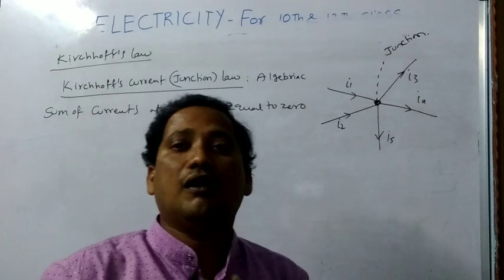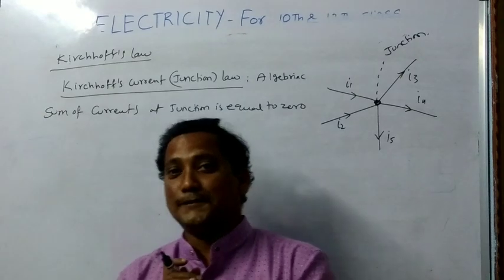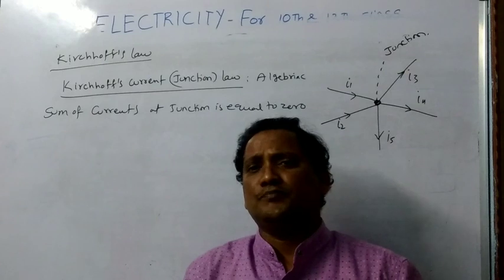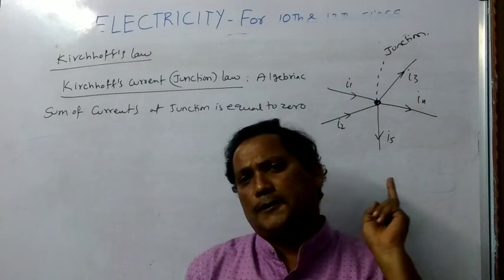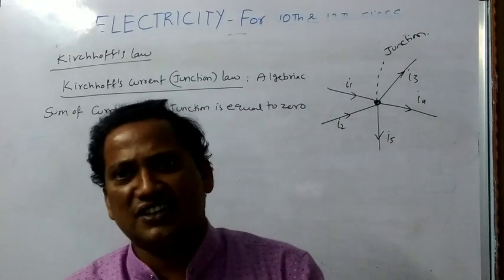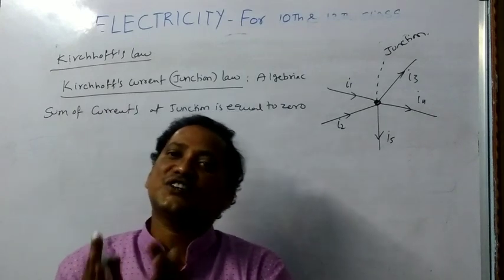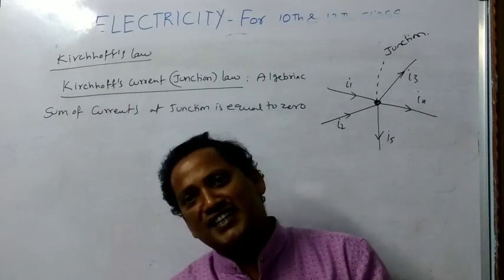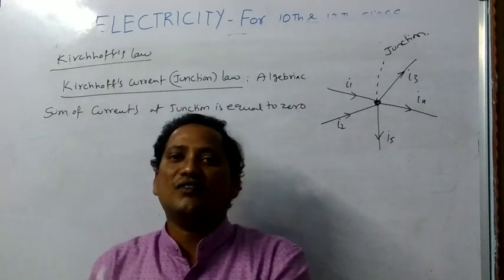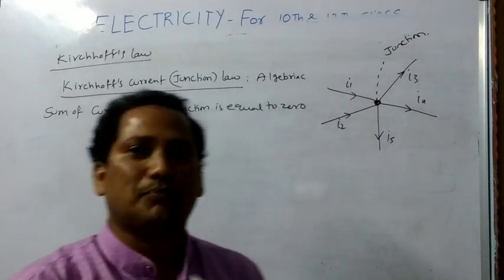It obeys the law of conservation of charge. We all have heard of the law of conservation of energy. What is the law of conservation of charge? Same thing here. In mechanics, the law of conservation of energy means energy can neither be created nor be destroyed, but it can change from one form to another form. Whereas the law of conservation of charge means charge can neither be created nor be destroyed, but it can transfer from one part to another part of the body.